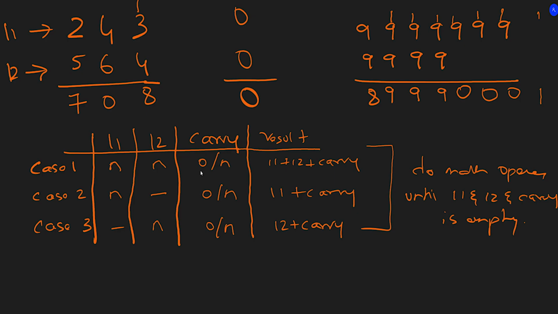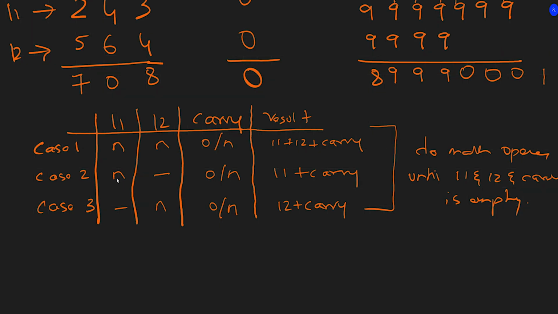So case 1, where L1 and L2 contain a number and carry could be either 0 or a number, in which case the result is L1 plus L2 plus carry. For case 2, which we have seen in example 3 over here, L1 could be the longest and L2 could be the shortest, in which case L1 might contain a number and L2 can be empty, and carry can be 0 or a number, in which case our result is just a math addition of L1 plus the carry. And vice versa also remains true.